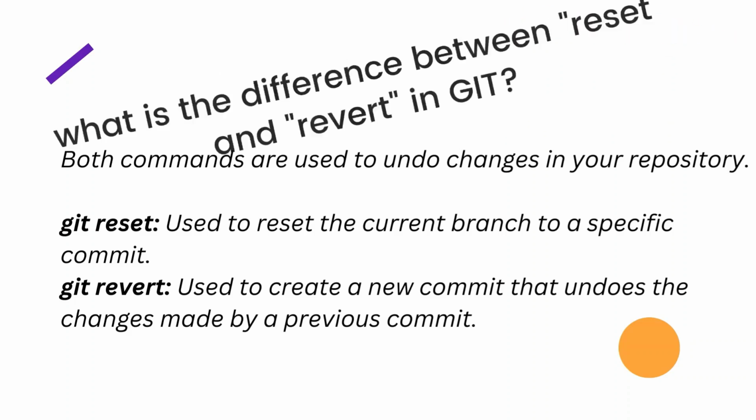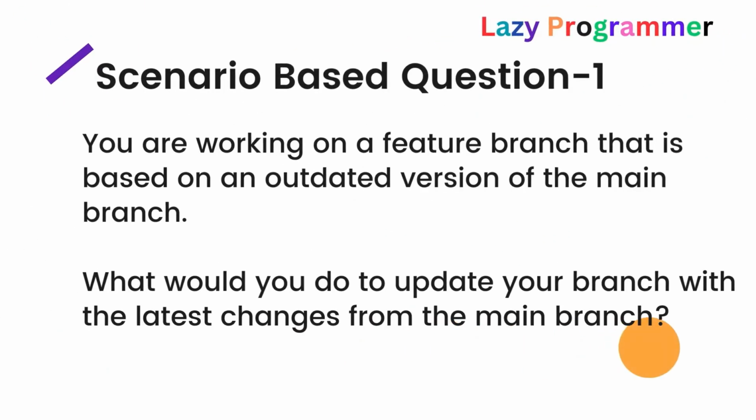Now let's try to understand a couple of scenario based questions. The first scenario that we have: suppose you're working on a feature branch that is based on an outdated version of the main branch. What would you do to update your branch with the latest changes from the main branch? In this scenario, we can use the git merge command to merge the latest changes from the main branch into our feature branch. First, we need to switch to the feature branch using the git checkout command and then run git merge with the name of the main branch.